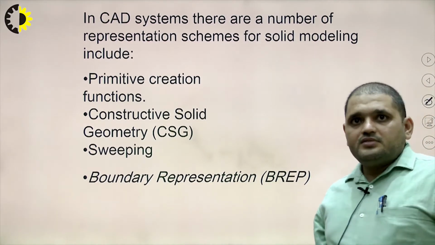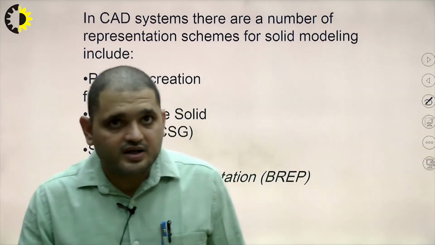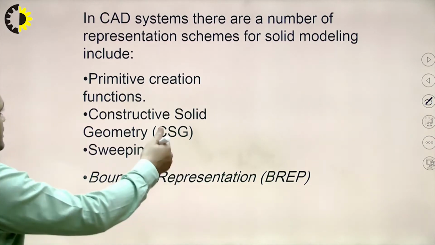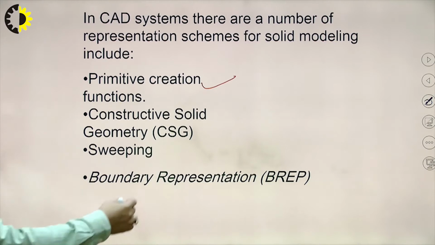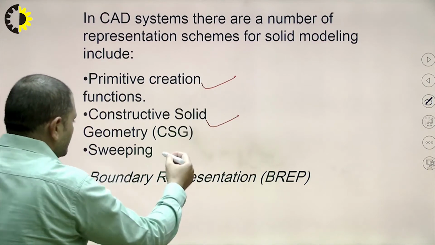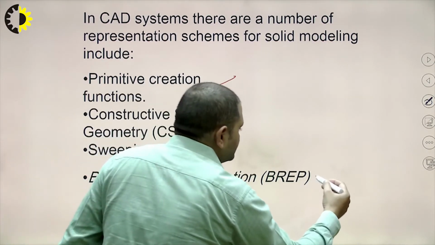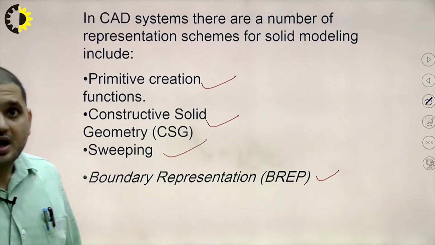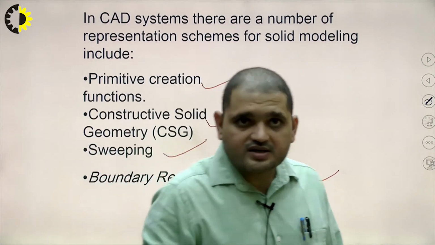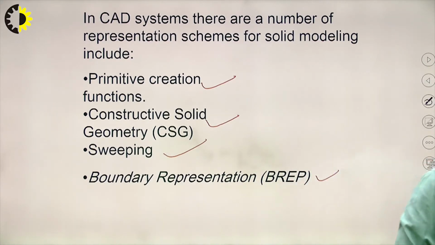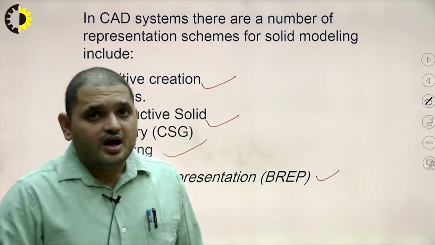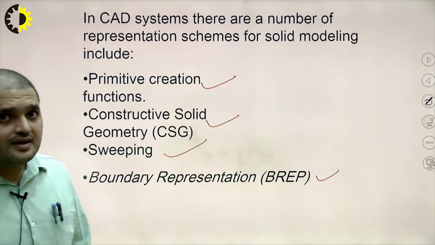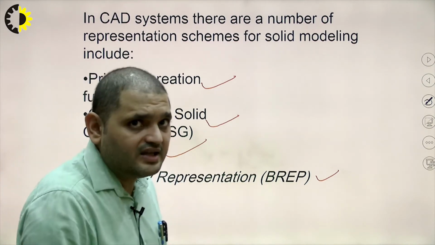So in a CAD system, there are a number of representation schemes for solid modeling. It includes, first, primitive creation functions, then constructive solid geometry, sweeping and boundary representation. We will study all of these, and the most important are CSG, that is constructive solid geometry, and BREP, that is boundary representation. They are quite easy, you can easily understand, and you can also face a question on these two techniques for solid modeling.